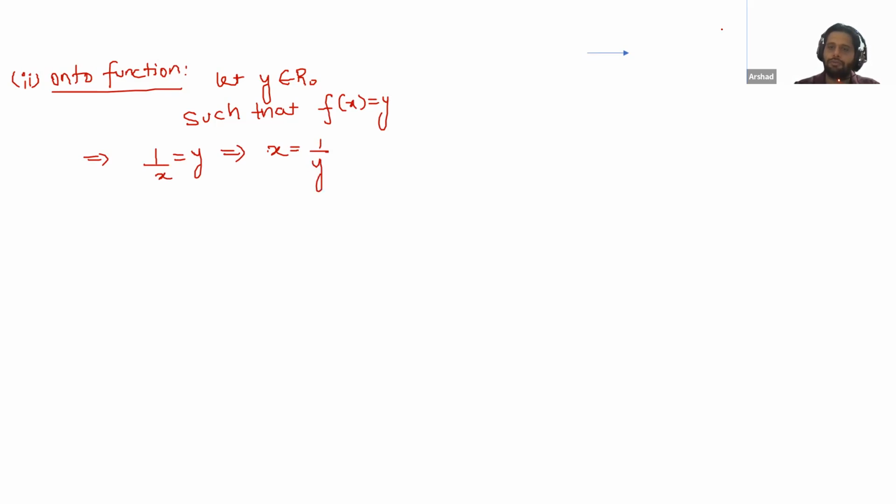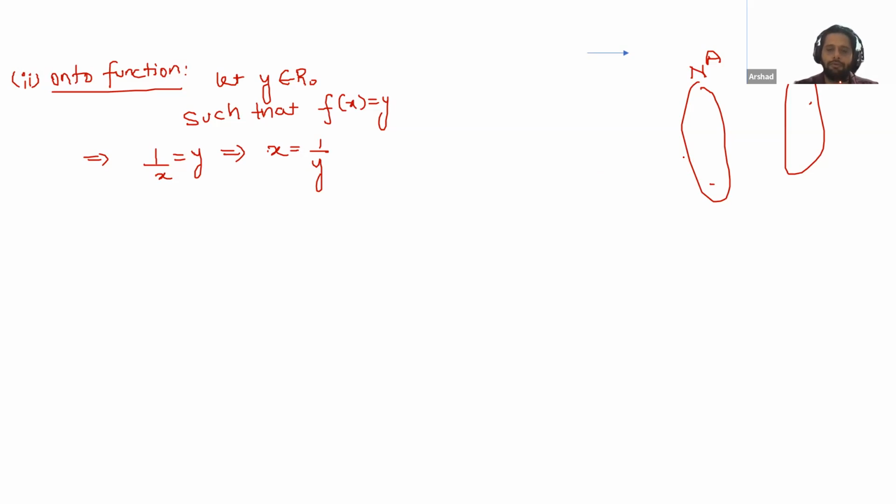Now, again, we have two sets. This is set A and this is set B. Now, the second set B is what? This is R0. And what is this? This is natural numbers. Now, you need to put any value from R0 in this expression, and check whether 1 by y always belongs to this set or not. So please tell me, is there any value in set R0 for which 1 by y is not a natural number? Please reply on the chat box.